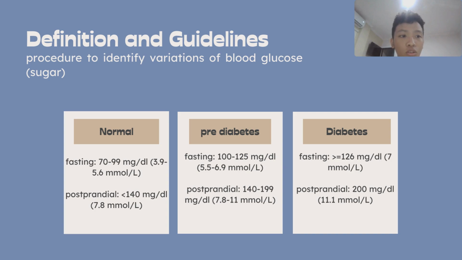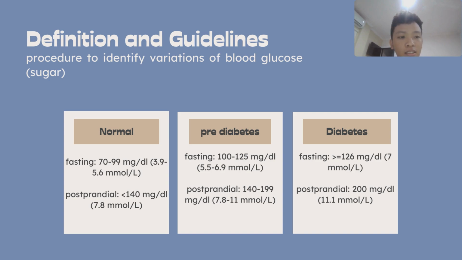Fasting is the blood glucose level after 8 hours of the last meal, while post-eating or postprandial counts between 90 to 120 minutes after eating. The normal level of fasting blood glucose is 70 to 99 milligrams per deciliter. Meanwhile, in pre-diabetic patients, it is around 100 to 125, and lastly, in diabetic patients, it is above 125.